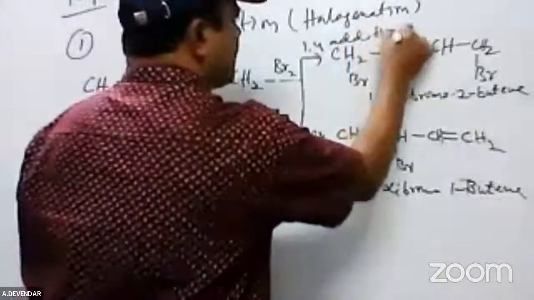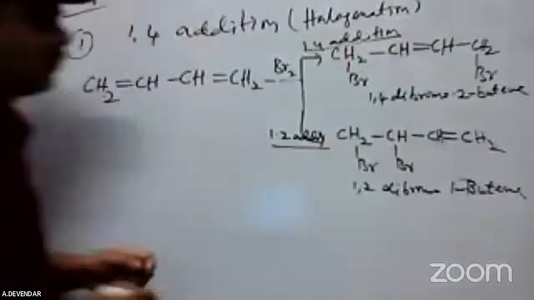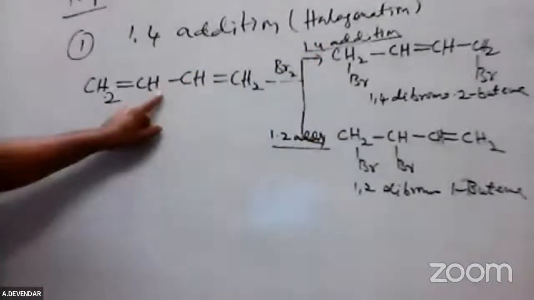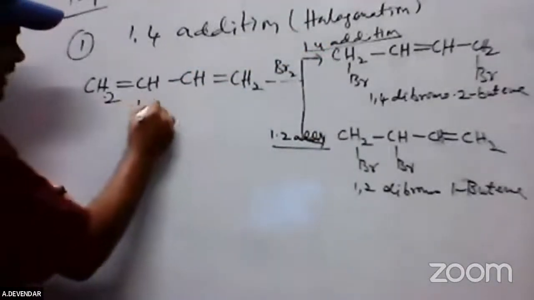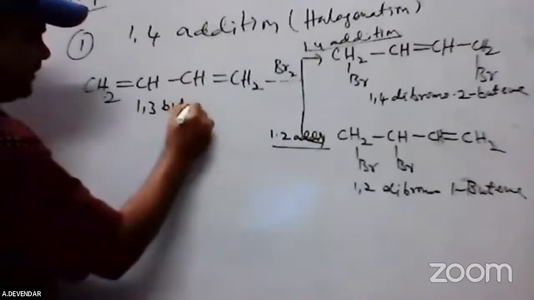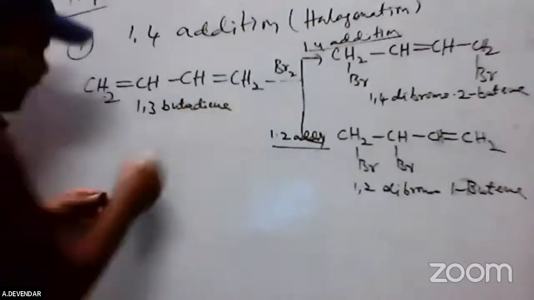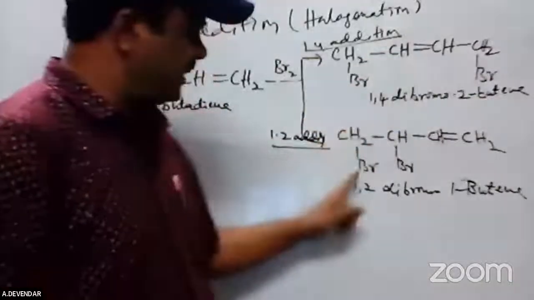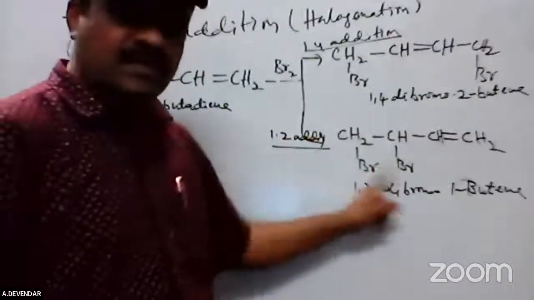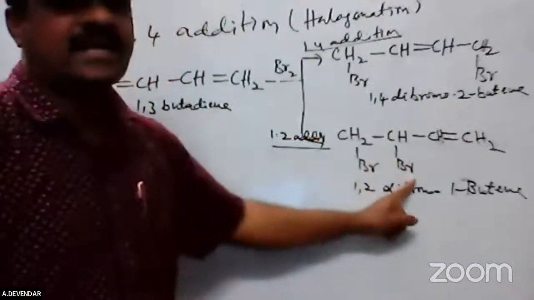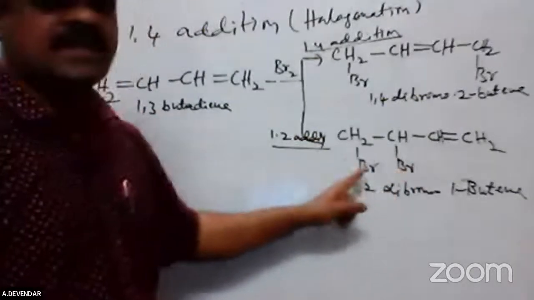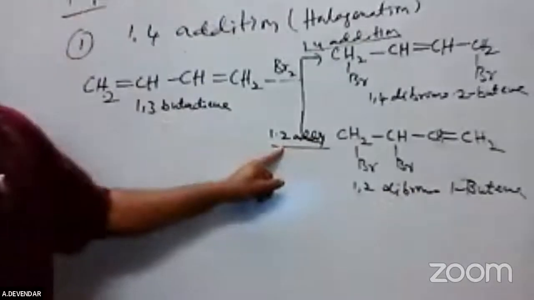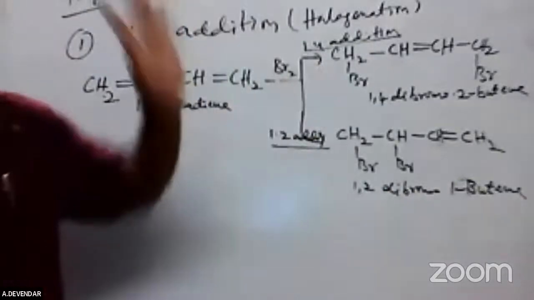Specifically, in the examination they will ask what is 1,2 and 1,4 addition. It is nothing but halogenation of 1,3-butadiene. When 1,3-butadiene is halogenated, you get two isomers: one at the 1,4 position and the second at the 1,2 position, where bromine is replaced. You get 1,2-dibromobutane; this is called 1,2 addition, and the other is called 1,4 addition.